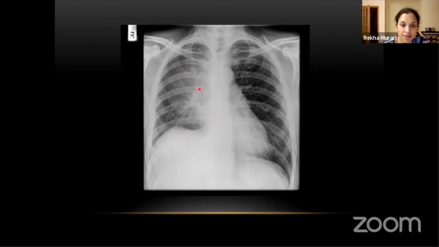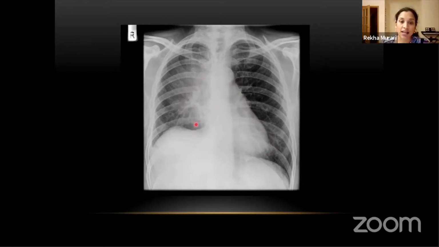The second thing is, if you see the hilum there, which is not really defined because of, again, the silhouette sign, but it's elevated. And there is also this haziness along the right heart border. So you've lost the definition of the right heart border. Can you see the left heart border? It has a distinct line there, but you can no longer draw a line here.